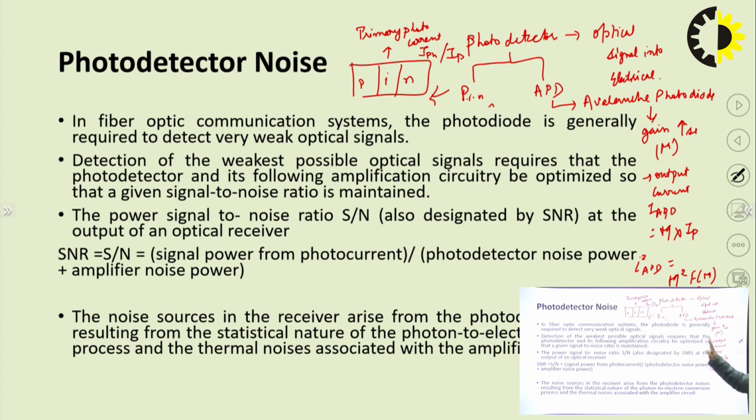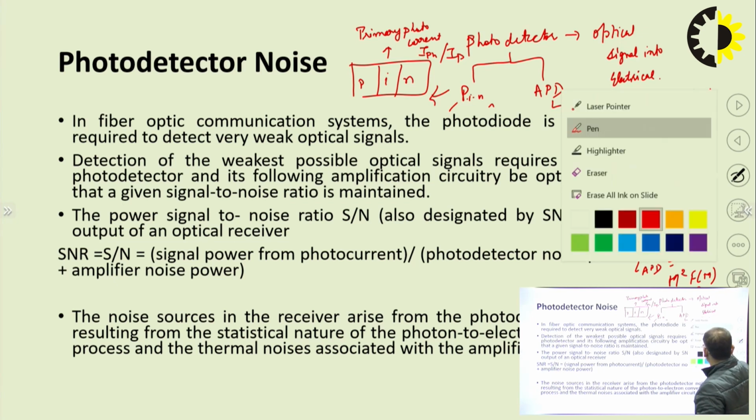Clear? So there are two types of current produced: the primary photocurrent, which is the output of the PIN photodiode, and the output of the APD, which consists of two types of photocurrents, the IPH or primary photocurrent, and also the multiplied current, that is IPD. Clear?